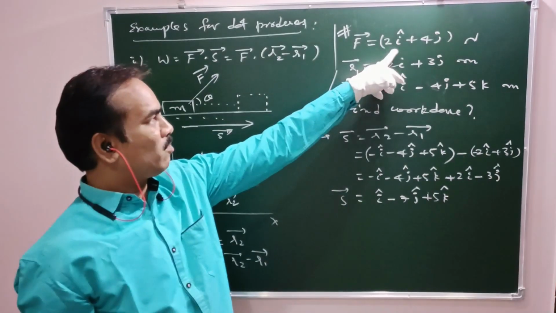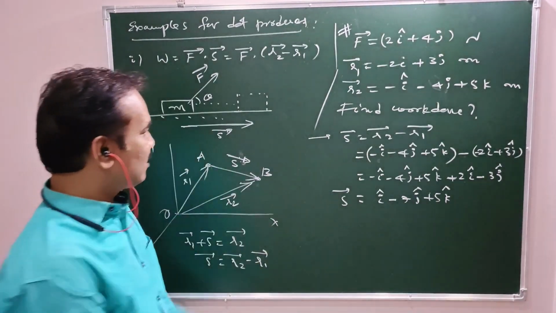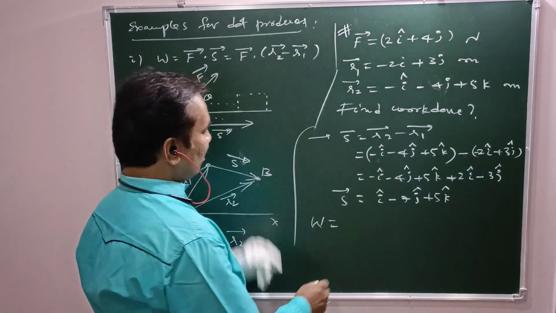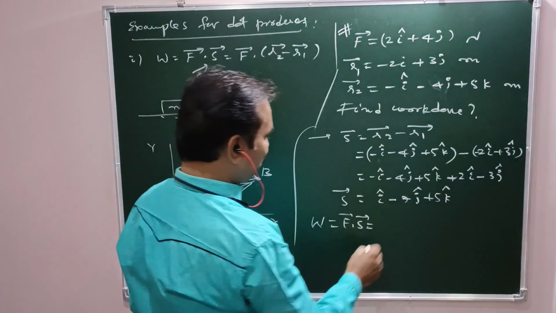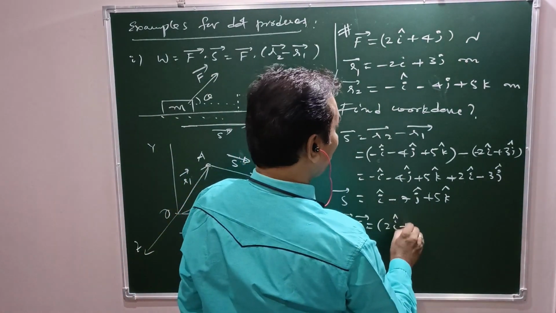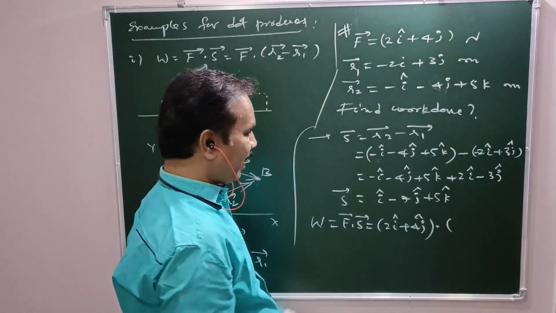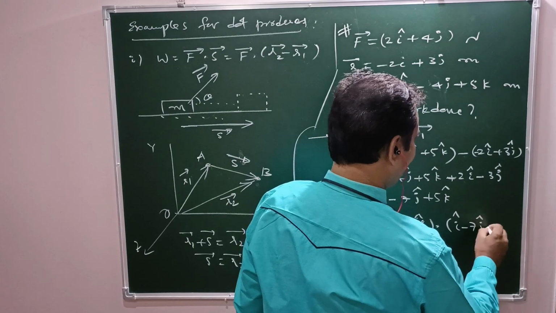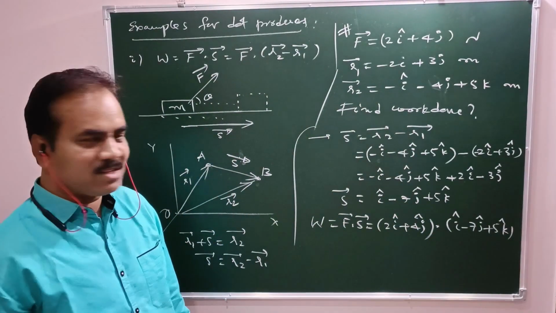Now what is F bar? Source: 2i plus 4j. This is S bar. Now take this expression, that is how to find W, that is W equal to F bar dot S bar. Now what is F bar? 2i plus 4j dot, what is S bar? i minus 7j plus 5k, right? i minus 7j plus 5k.